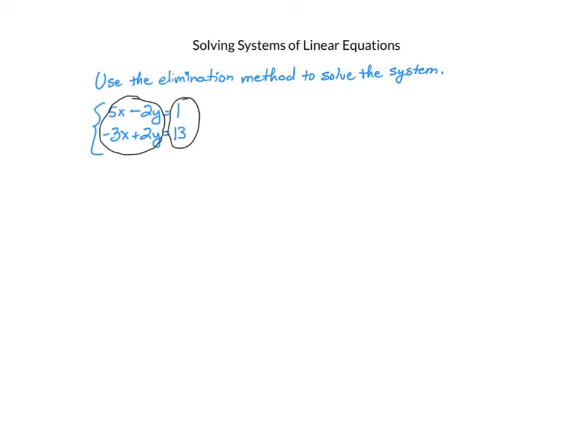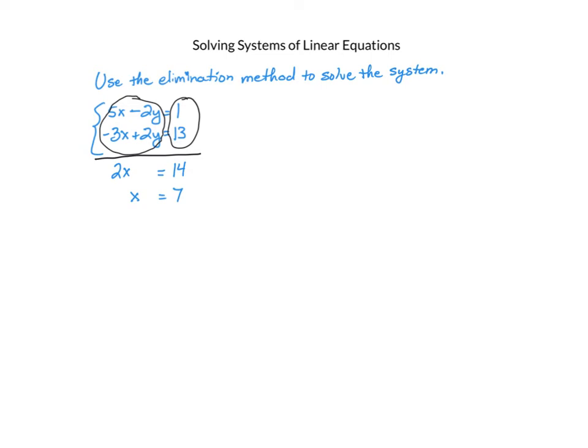So let's do it. I'm going to add everything on the left-hand side together, and I will get 5x minus 2y minus 3x plus 2y. That is a 2x because the -2y and the positive 2y are eliminated. And on the right-hand side, I get a 14. So when I divide by 2, I have x equals 7, and we're halfway done that quickly.